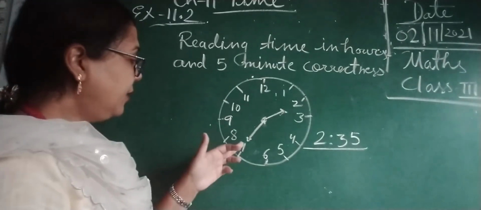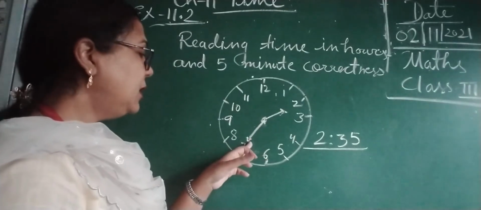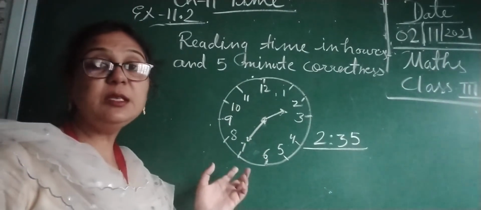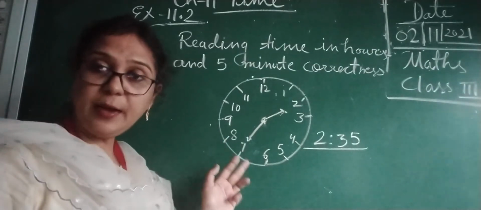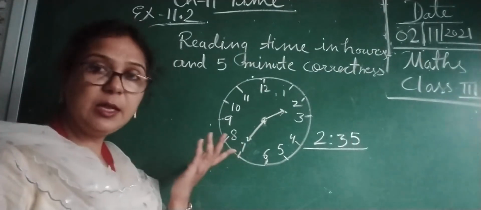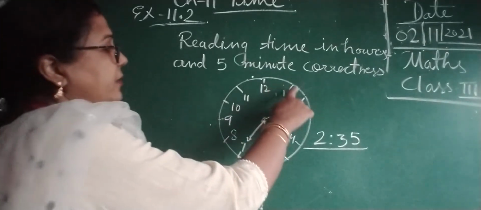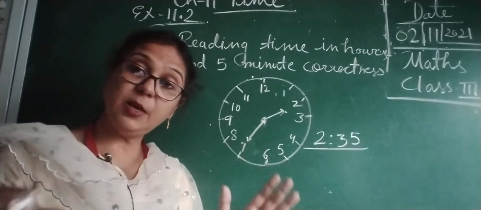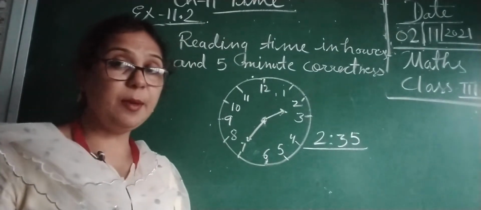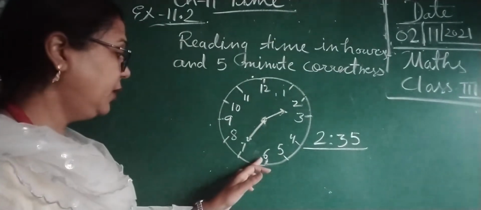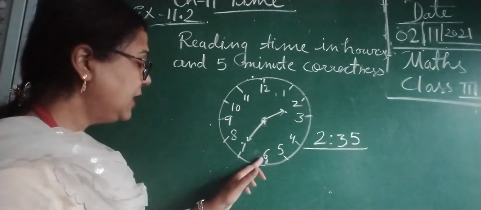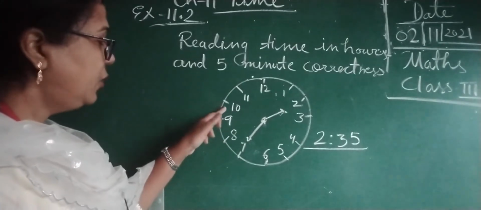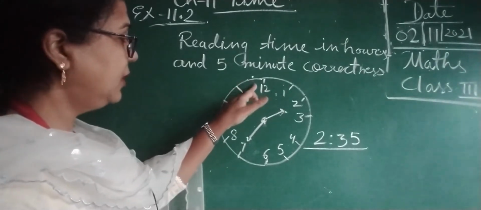Because if your minute hand goes to 8, it means this is 2:40. 5 minutes we will add over here, because as you all know children, between all the numbers you will get a 5 minutes gap. So always remember, when we are going to draw over here, this is half past, and after that we will count 5, 10, 15, 20, 25, 30.